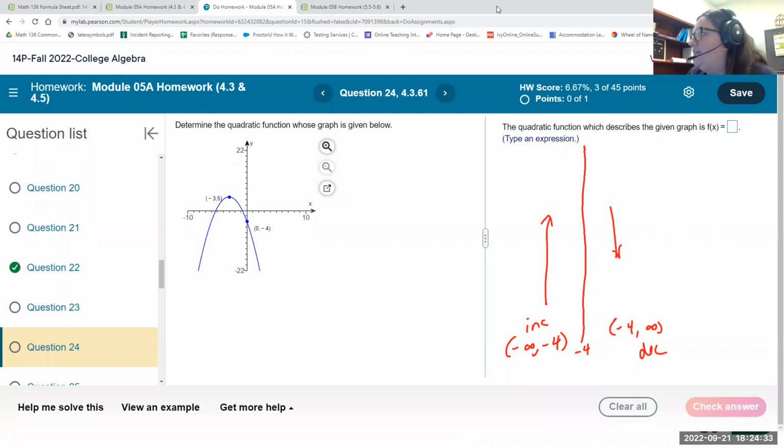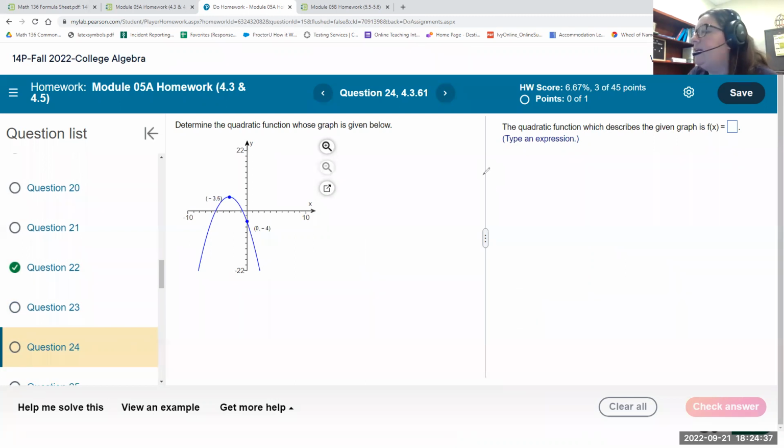But here we're given the graph and we want to come up with the function. Now, it doesn't specify what form that function needs to be in.